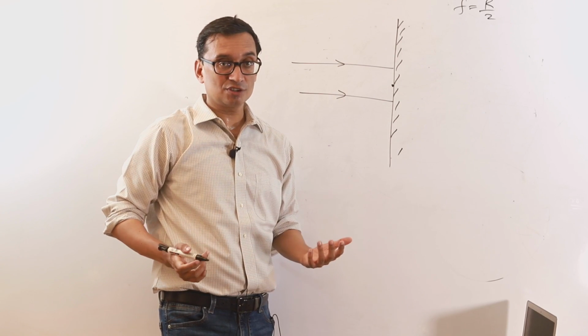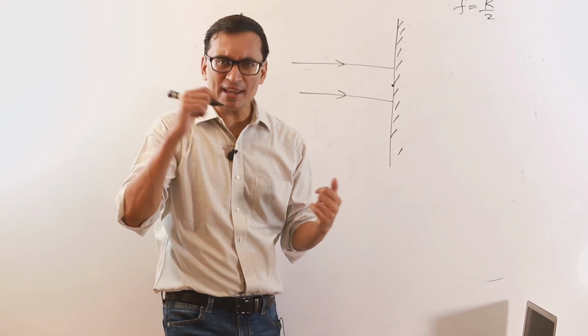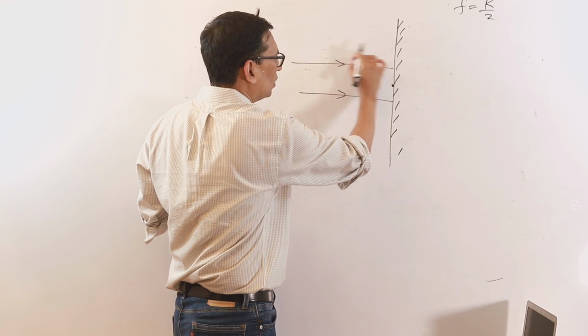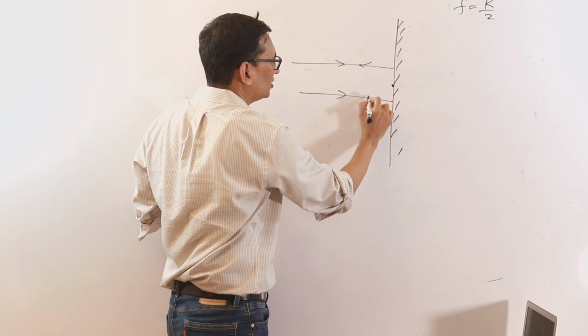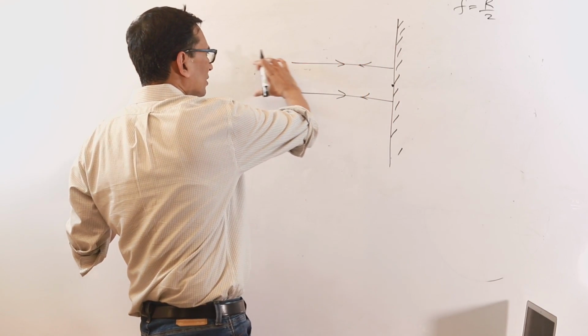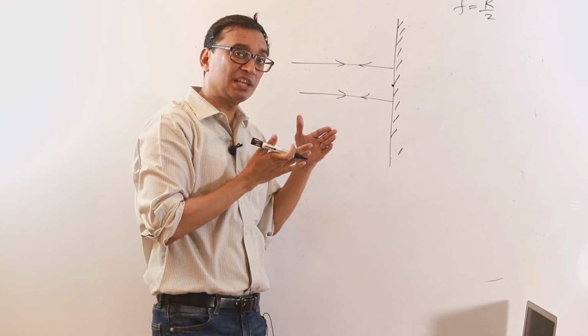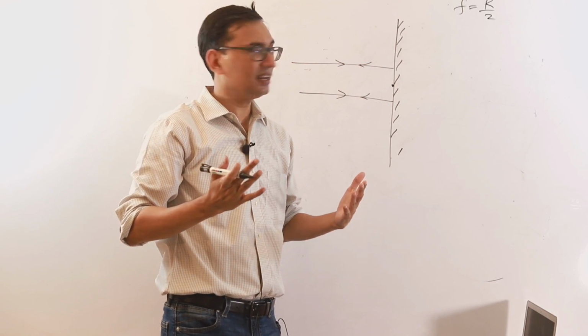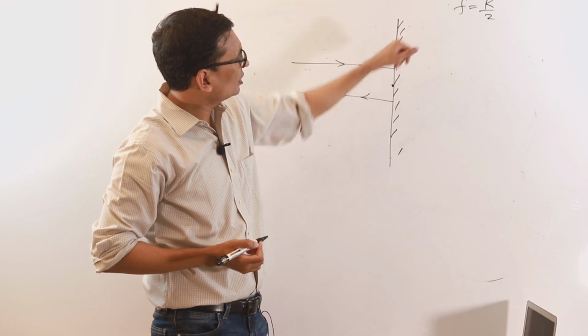The answer is, distance is infinity. Why? Because the rays go like this. After reflection, they'll go back like this, right? So these rays are parallel. So where do they meet? They never meet, which means we can say they meet at infinity. Right? Now, if you look at this, right?